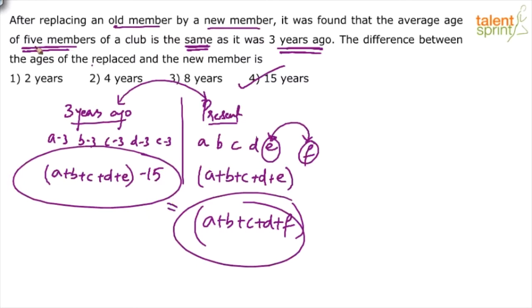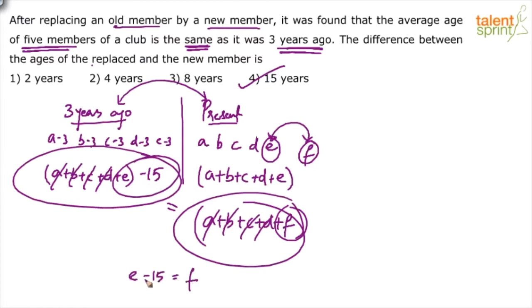That the average of the club today, with this new person, A, B, C, D, F, is same as it was 3 years ago. Earlier the sum was this. Now if we try and compare, in both the cases A, B, C, D are common, so they anyway get cancelled. The only difference is E minus 15 and F. E minus 15 is equal to F. So we can say that the difference of the ages of these two persons is 15 years. So your answer here will be option 4, 15 years.